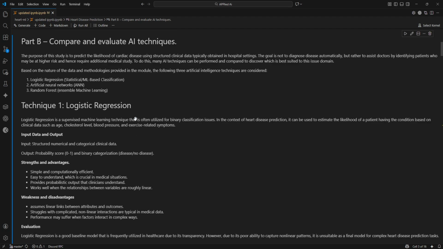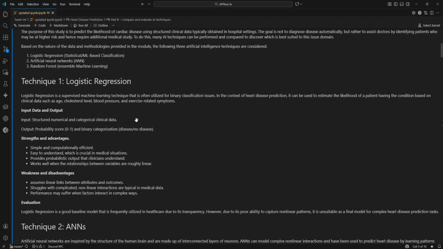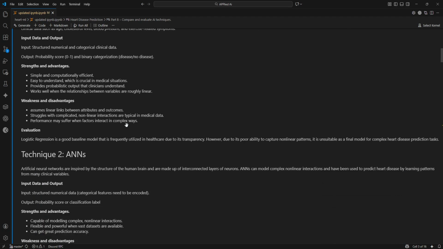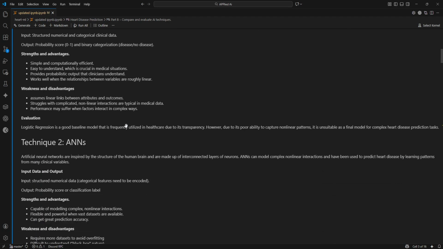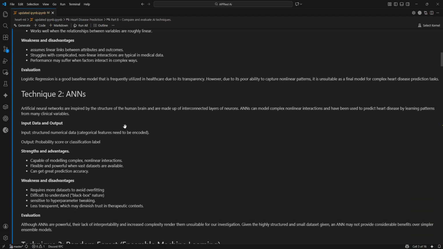Logistic regression was useful as a base model due to its simplicity and ease of use, but it struggles to capture complex relationships between clinical features. Neural networks are powerful but require large datasets and are harder to interpret, which makes them less suitable for this project.